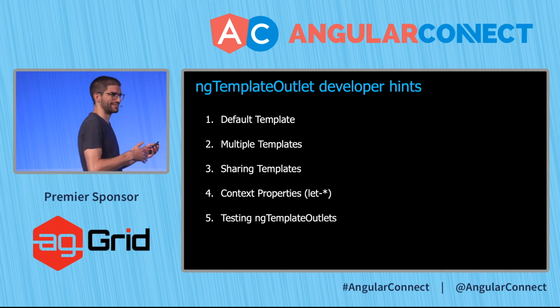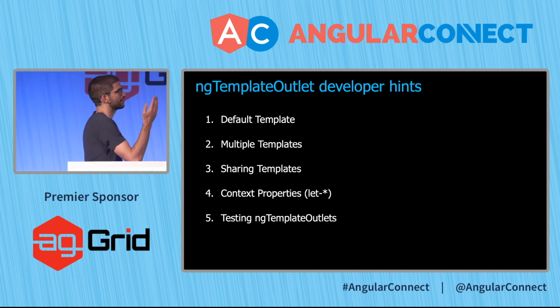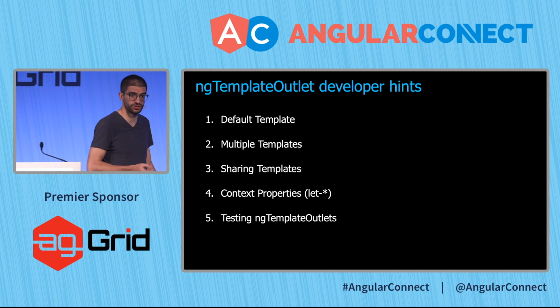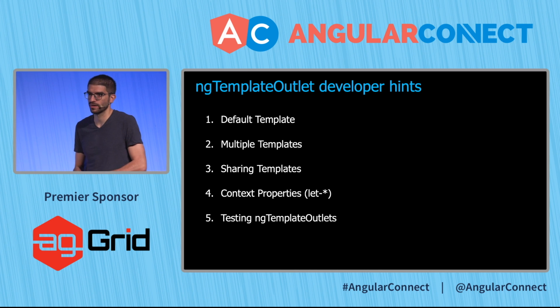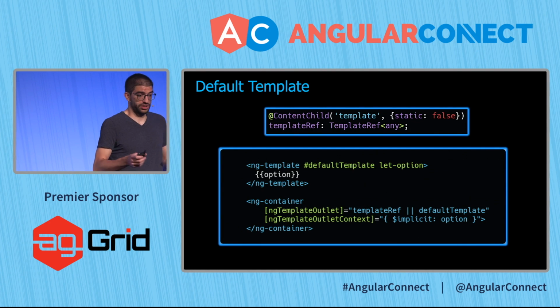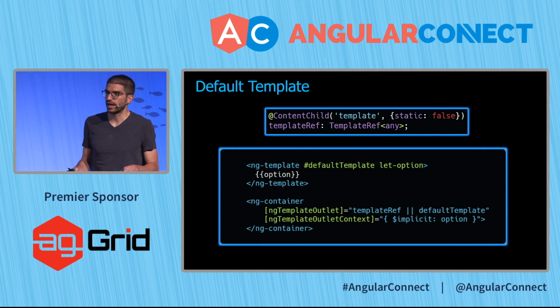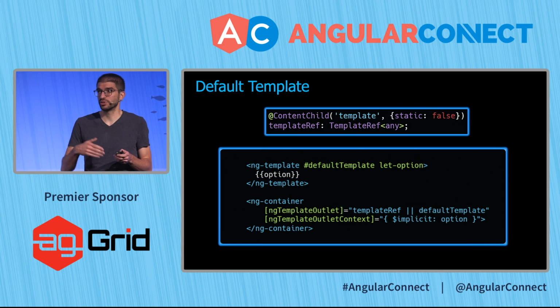So hopefully I've convinced you that this is something worthwhile to use. And then here are some things that I found really useful in, I guess, actually working with ngTemplateOutlets. So first of all, let's start off with the default template. Say you've got an existing select component, and you have got a lot of clients using it. You want to be able to extend this select component with an ngTemplateOutlet, but you can't do that and change it in every use case.